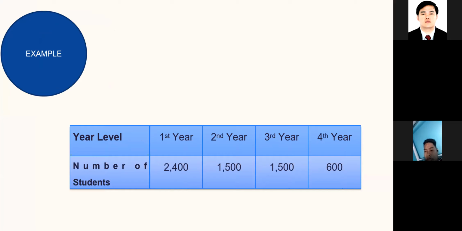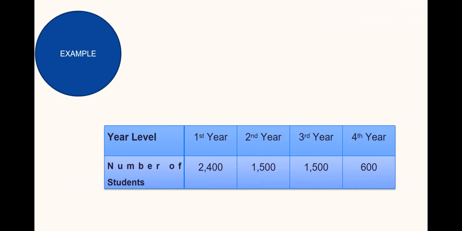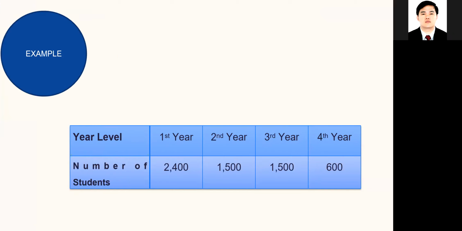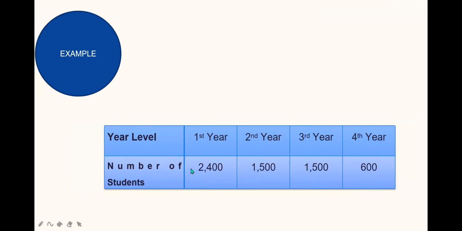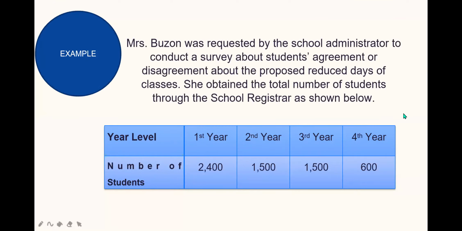Okay, now if we're dealing with stratified random sampling, I have here an example. A stratified random sampling is divided into different strata, or different year levels. So in this example, the total number of first year students is equal to 2,400. The number of second year students is equal to 1,500. The third year students is also 1,500, and the fourth year students is equal to 600. Now, how am I going to choose my sample size on this stratified technique? Okay, so this is the scenario.